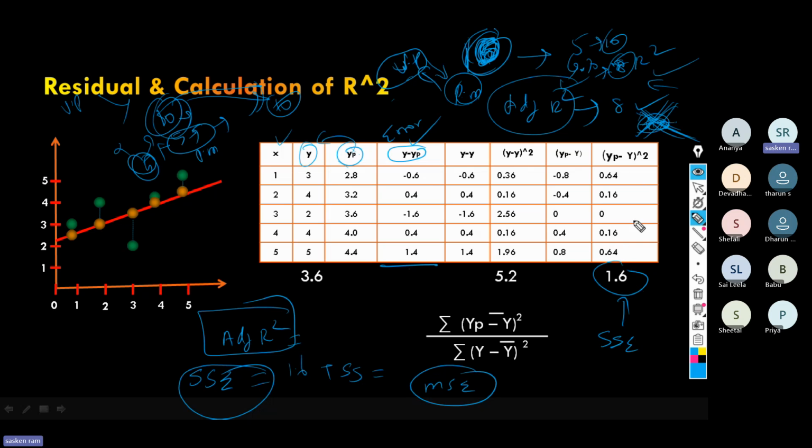Instead of summing the error, we have squared the error, right? We squared the error, and if you add all the values, that is called your sum of squared error. Instead of summing this, if I take the mean of the squared error, that is mean squared error. Understood? That's all. If you take the mean of this, that is called your mean squared error. If you add all these squared error values, that is called sum of squared error.